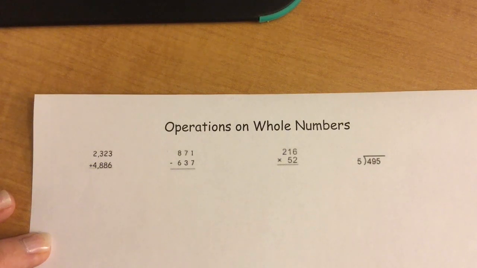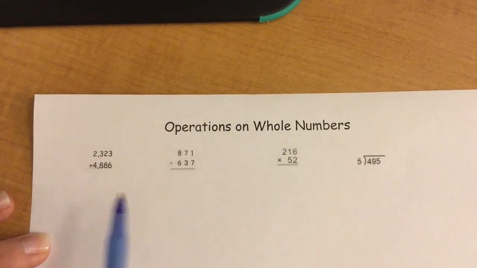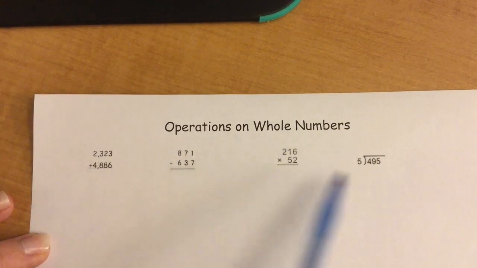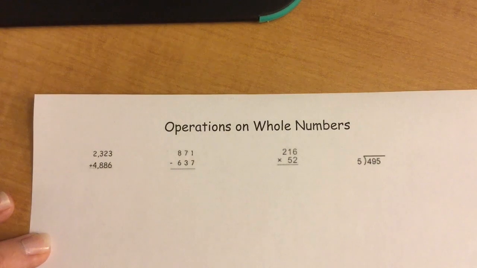There are four basic operations that you can perform on whole numbers: addition, subtraction, multiplication, and division. So I'm going to provide a very brief overview of how to perform operations on positive whole numbers. And if you'd like a more in-depth review, please schedule a tutoring appointment.